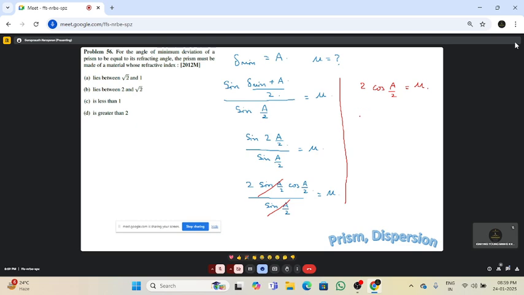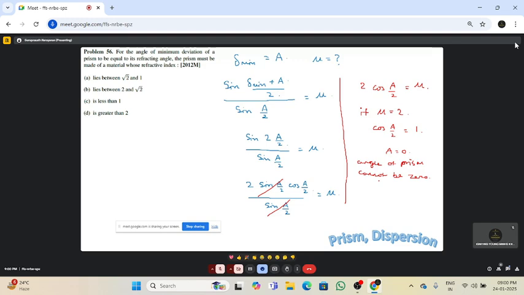Suppose if I consider mu is equal to 2, based on these numbers here, 2 will cancel. So cos A by 2 is equal to 1. That means this should be 0. A is equal to 0. So angle of prism cannot be 0, because if it is 0, you cannot have a prism. So that means not possible.